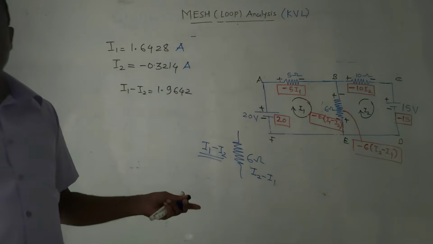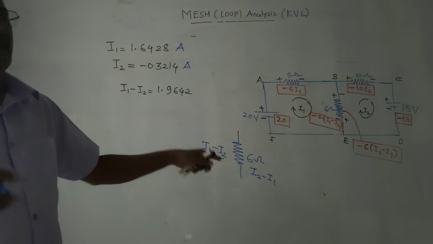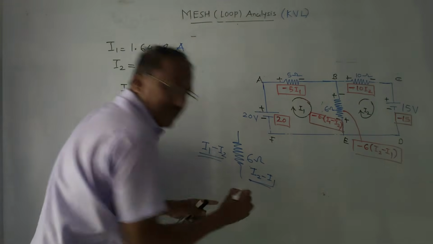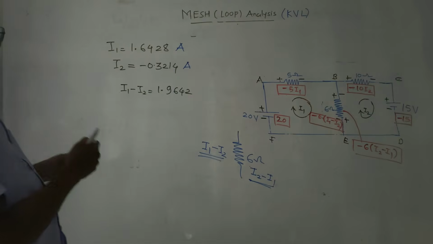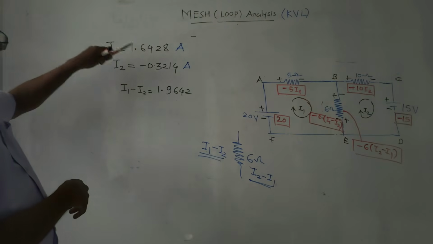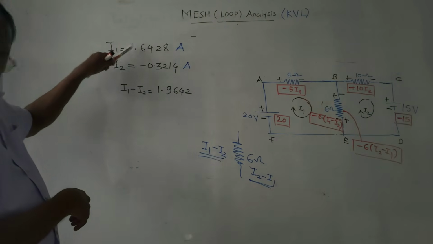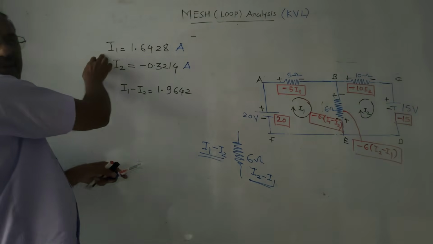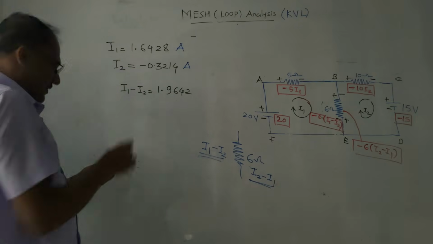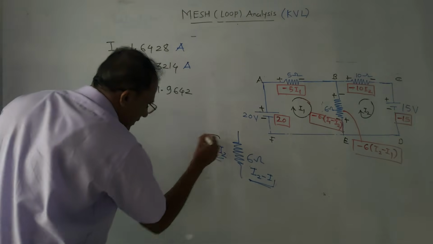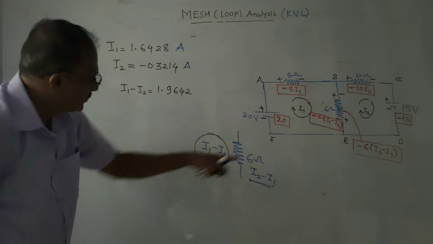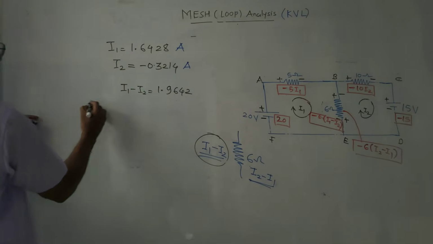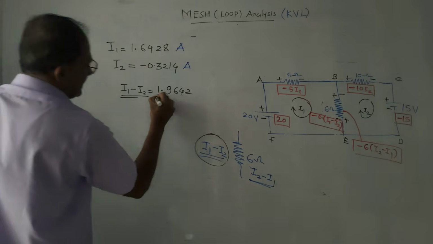In the question it is asked, calculate the current flowing through 6 ohm. Now the thing is, do I need to consider I1 minus I2 or I2 minus I1? I will tell you one more simple trick. Look at the calculated values of I1 and I2. I1 is 1.6428, positive, and I2 is a negative value. So always give priority to the maximum value, that is I1. So I will consider the equation for current passing through 6 ohm as I1 minus I2, as I1 is larger than I2. So the final answer is I1 minus I2.